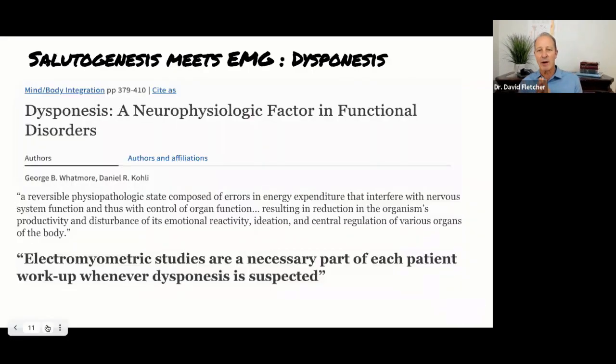I want to now jump into probably the most important aspect of understanding EMG in a chiropractic setting. This is where salutogenesis meets EMG, and this is the concept of dyskinesis. What's fascinating is that this was posited by two social scientists, Whatmore and Coley. I always found it interesting that it was behavioral scientists and not biokinesiologists who were understanding this interactive play and using EMG.